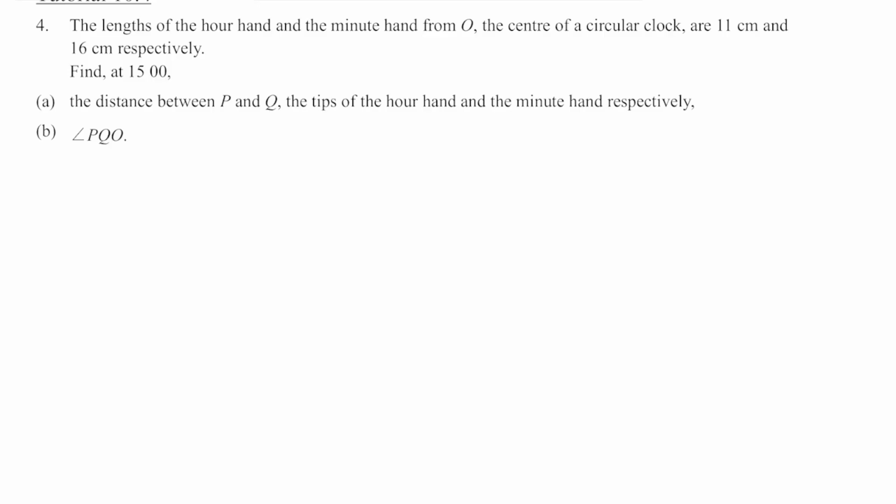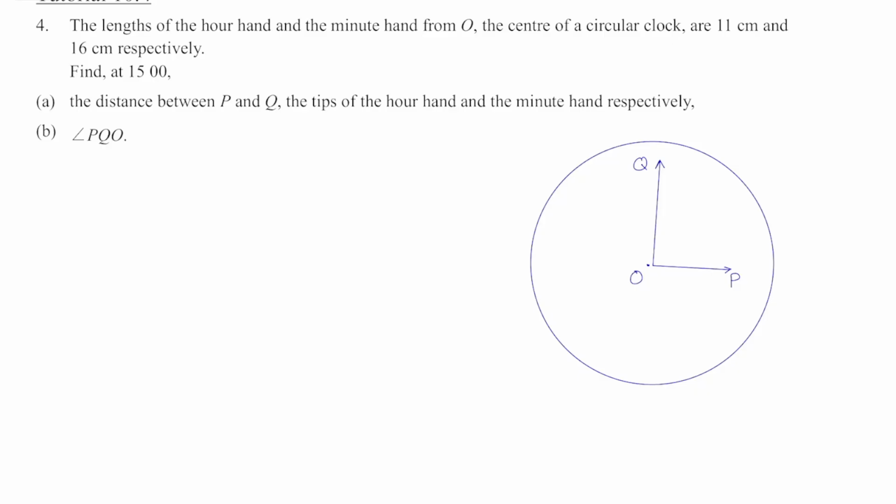So let us just draw a very quick and simple diagram of our clock. Okay, and the circle in the center would be O, right? And then we have the hour hand because it's 3 o'clock. So the hour hand will point at number 3. Okay. And then this is point P. And then the minute hand will point to 12, which is on top, right? So this is the point Q.